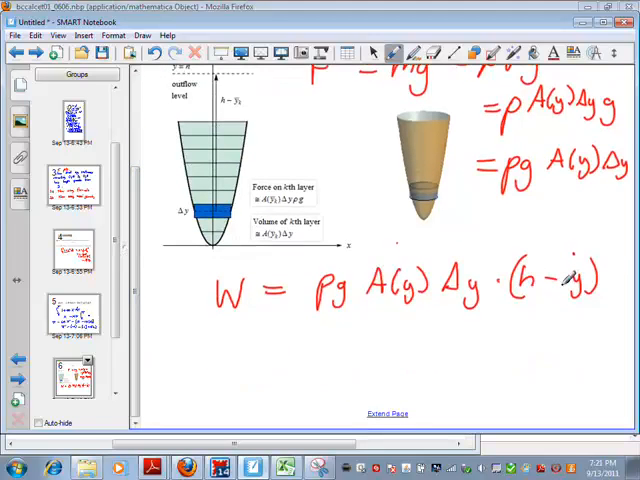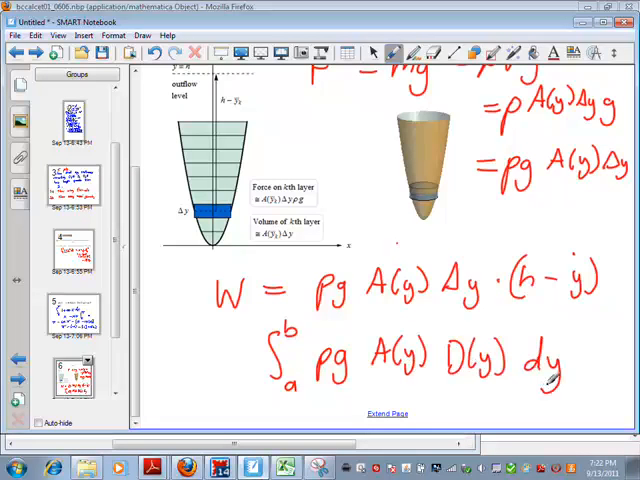But that's just for that piece. If I want to do each piece and then add them all up, you get the integral from a to b of rho g times A of y times the distance you need to bring it, D of y. Capital D is the distance, whatever distance you need to bring y to bring the whole thing out. That replaces delta y. H minus y, in this case, is d of y.